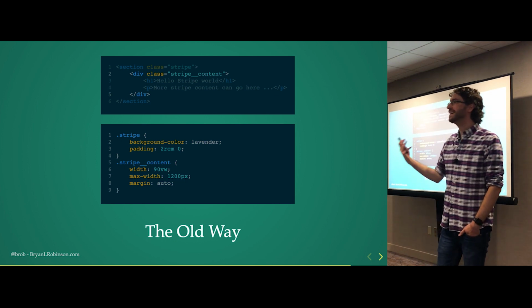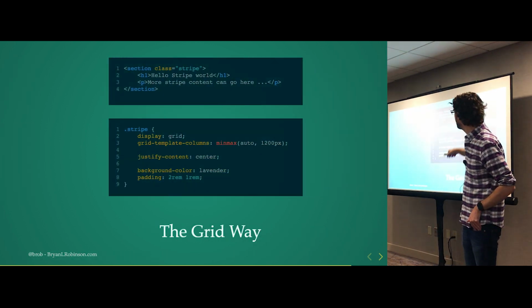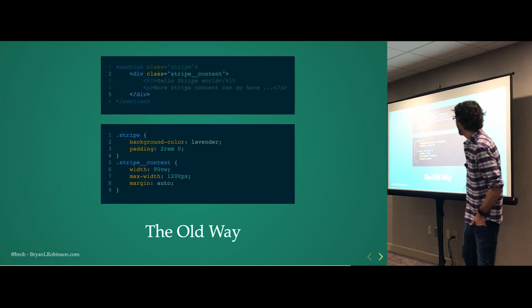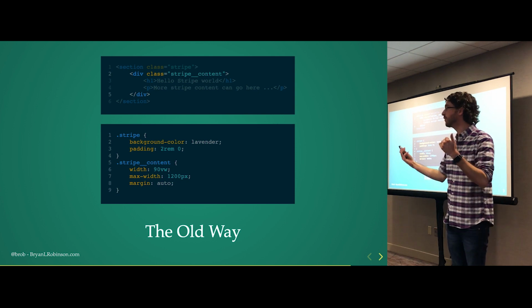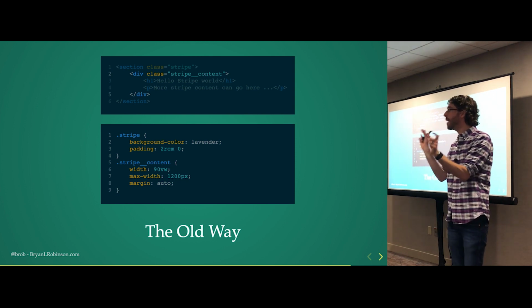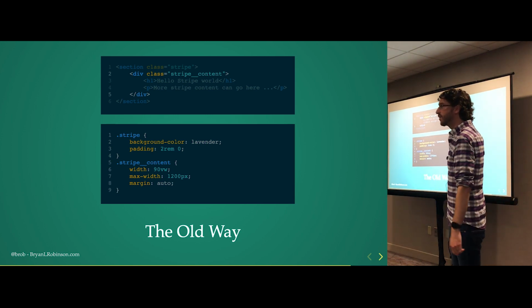We put a stripe content container in there, right, to house that. And then we give it a width, and we use the margin auto property, right? Margin left and right auto will center that no matter what size it is, as long as we declare a width of some sort, right? This is the way I normally would have done it.